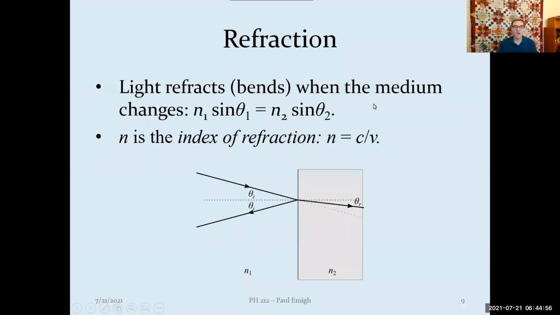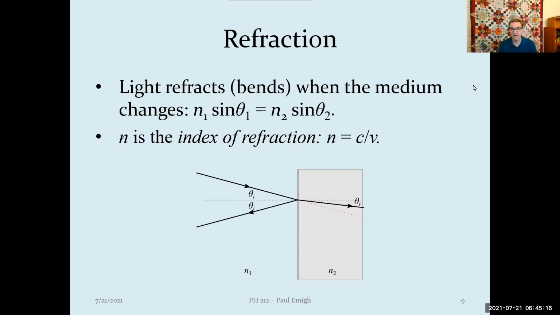Welcome back, everybody. So you've now had a chance to play around with the simulation for a few minutes, and you have almost certainly observed that there are circumstances where light will bend when it moves from one medium to another. We are going to talk a little bit about that phenomenon, which is typically called refraction.